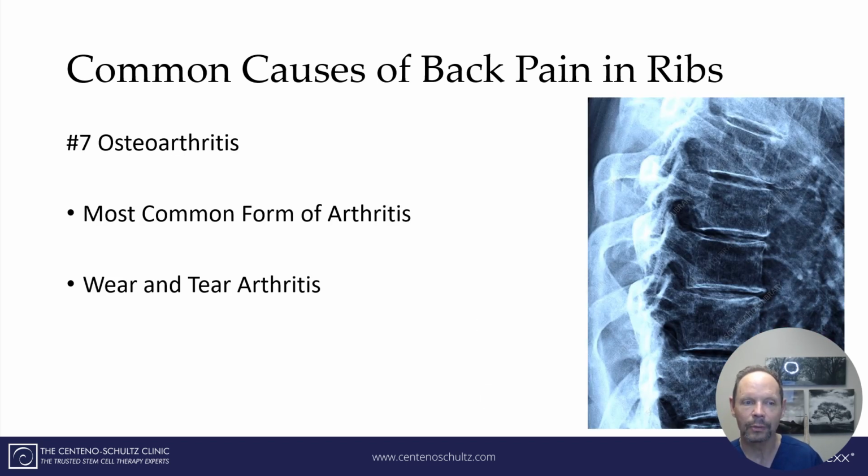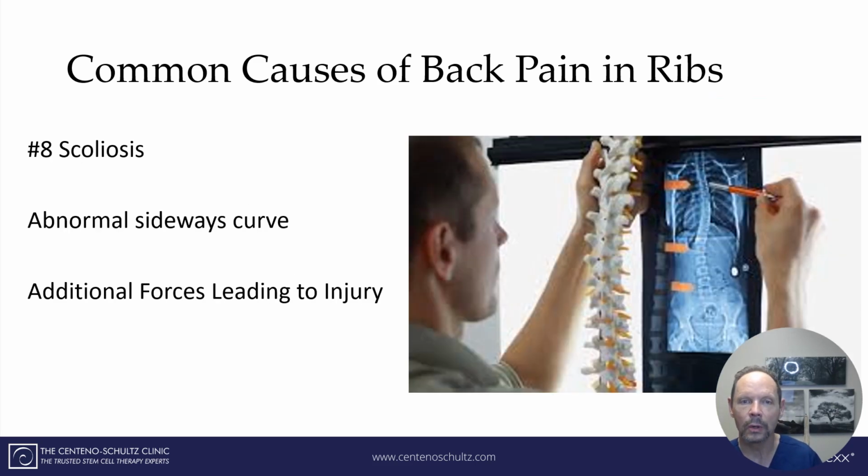Next is osteoarthritis. Number 7, common cause of back pain in the ribs. Osteoarthritis is the most common cause. That's kind of a wear and tear arthritis, and that's depicted here in the X-ray. Next is scoliosis, basically an abnormal curve of the spine, as you can see here.